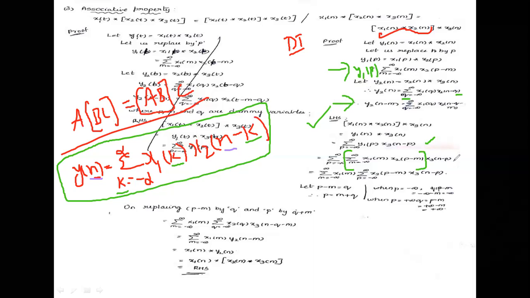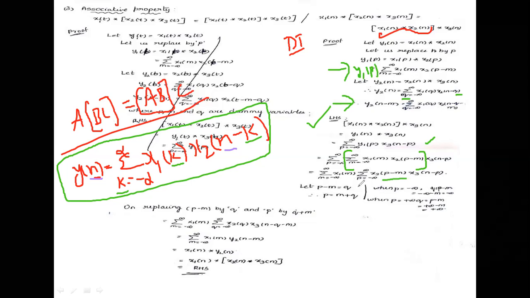Okay, so rewrite this expression as the sum over m from minus infinity to infinity of x1 of m, and the sum over p from minus infinity to infinity of x2 of p minus m, x3 of n minus p. We have p minus m and n minus p. So p minus m is equal to q. Therefore, p is equal to m plus q. Changing the values, my dear students.